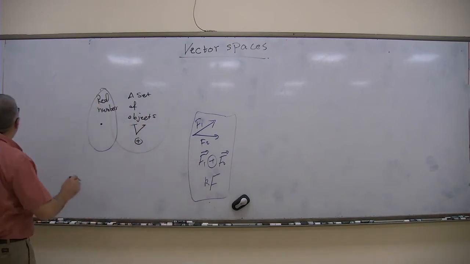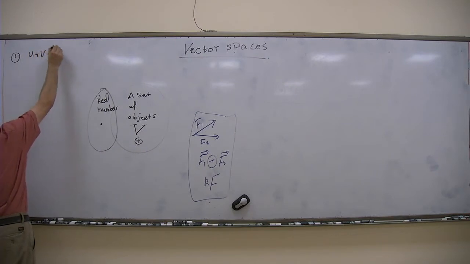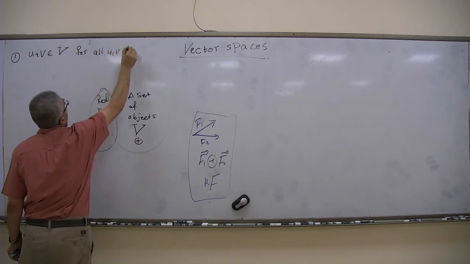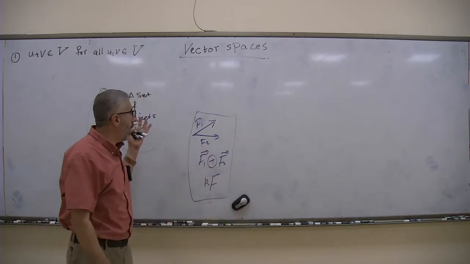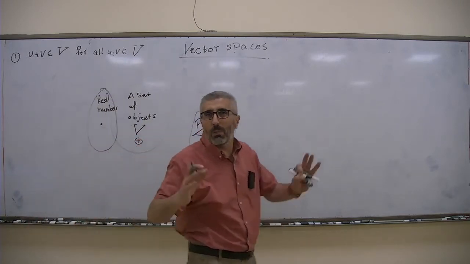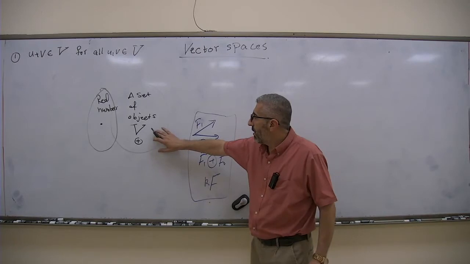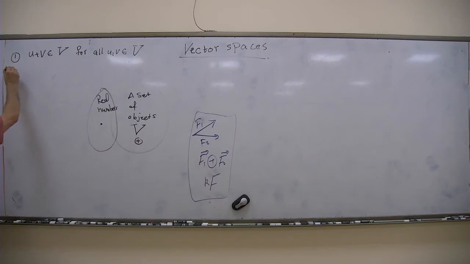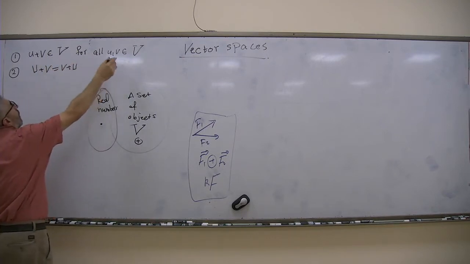So number 1, we want u plus v to be in capital V for all u, v in V. So any two objects here you take, their sum should be also an object in the same set. Of course, here our set has to be non-empty because it doesn't make sense to start working on an empty set. Okay, so here this set V is not empty. Okay, 2, we want u plus v to be the same as v plus u, again for all u and v in V.